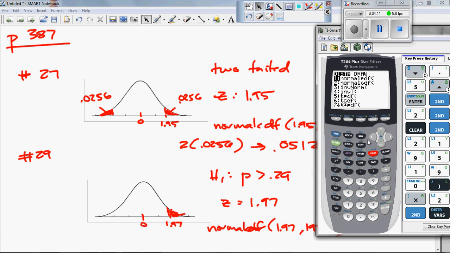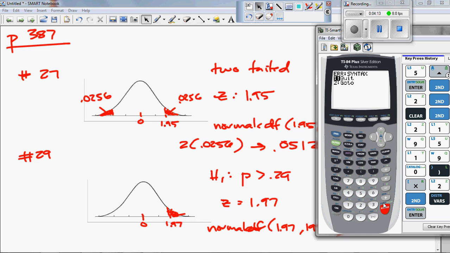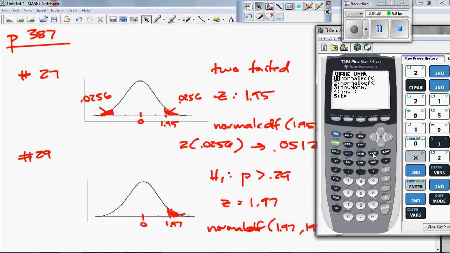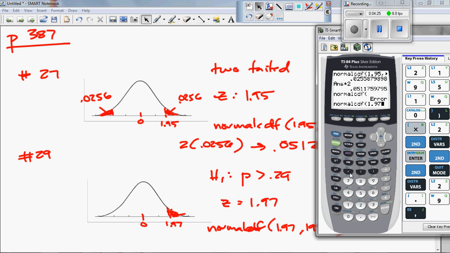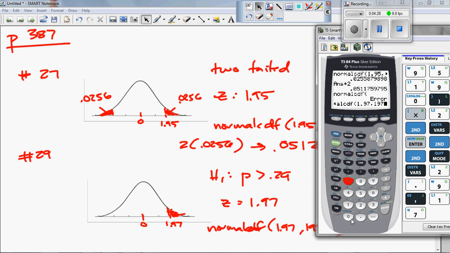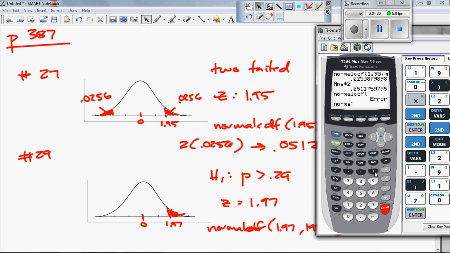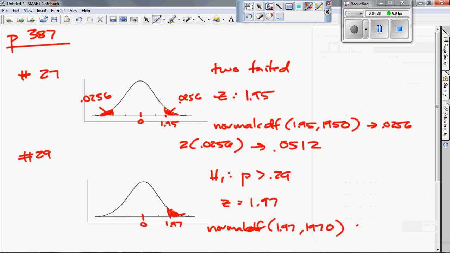Plug that into our calculator. Second, vars, normal CDF. Oops. Second, vars, quit. Second, vars, normal CDF. Left boundary 1.97, comma, right boundary 1970, and that area is 0.0244. Alright, so that's that entire area here. It's all in the right tail, so 0.0244 is our p-value. Now on to page 397.